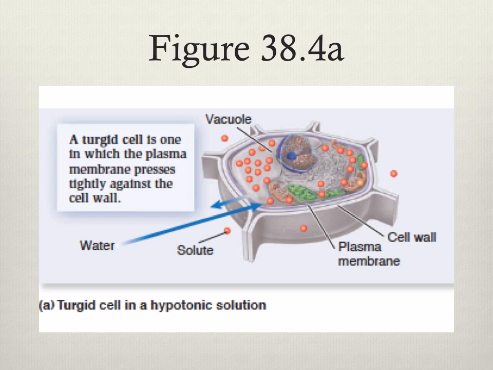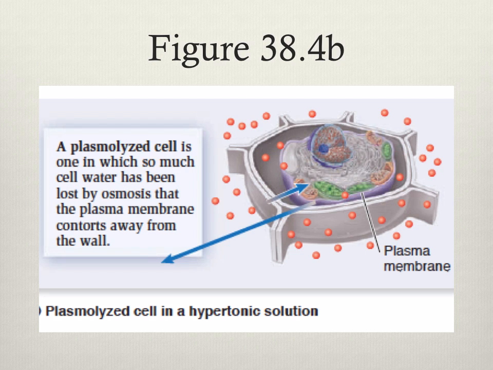Figure 38.4a shows an example of a turgid cell. The plasma membrane presses tightly against the cell wall. Figure 38.4b shows plasmolysis, which is a condition where the plasma membrane no longer presses up against the cell wall. The cell has lost water by osmosis, and turgor pressure has been lost, resulting in a plasmolyzed cell.